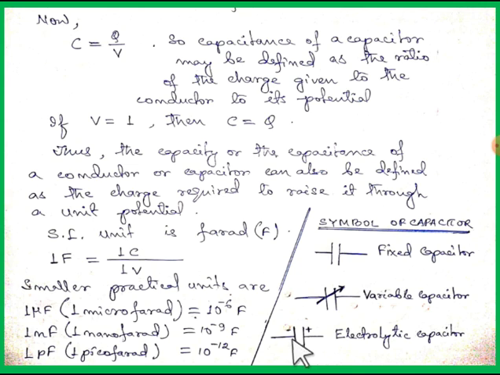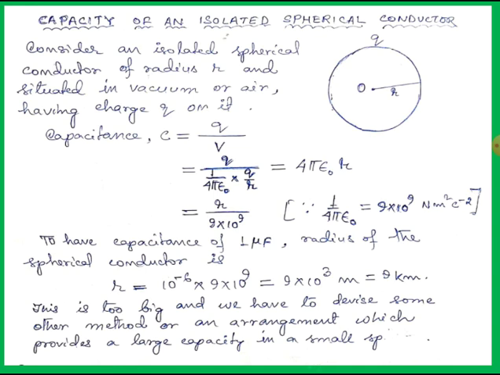So such type of capacitor which has the dielectric medium as an electrolyte, we call that type of capacitor an electrolytic capacitor, and it has two poles, negative and positive, like this. Now let's see about the capacity of an isolated spherical conductor.